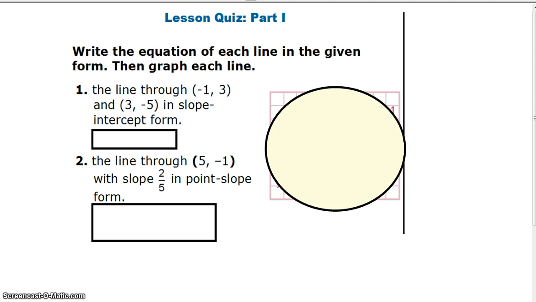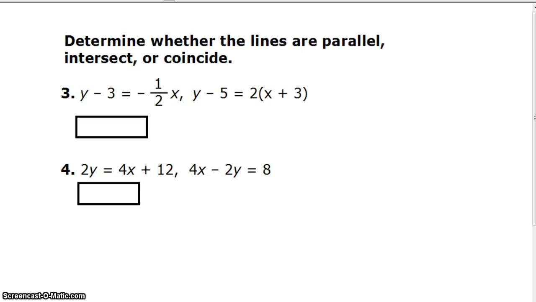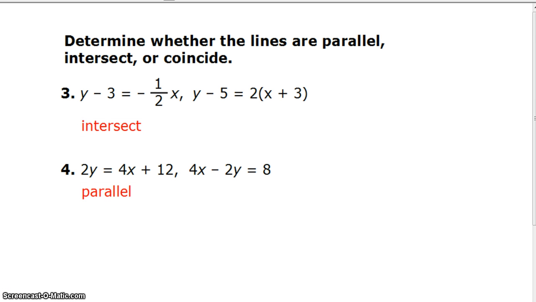Okay, try this lesson quiz. Pause the video, give it a shot, and then I will come on back and you can check your answers. And here are the correct answers for part 1. Pause the video and compare those with your answers. Now finish the quiz by determining whether these lines are parallel, intersecting, or coinciding. Pause the video and answer the questions, and then come on back and check out the answers. Yep, intersecting and parallel lines. Very good.